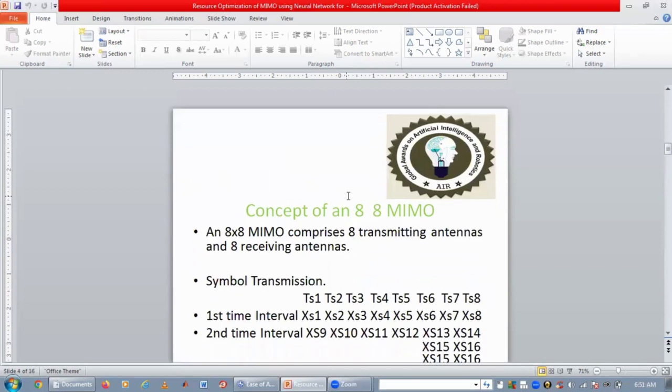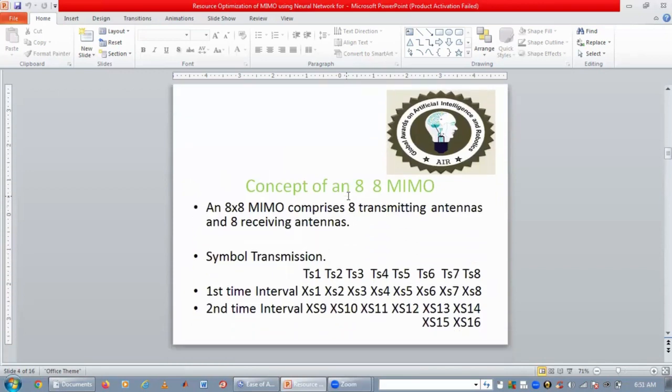Now, I come to the concept of an 8 cross 8 MIMO. An 8 cross 8 MIMO comprises 8 transmitting antennas and 8 receiving antennas. Here, there are 8 symbols. First, 8 time intervals: TS1, TS2, TS3, TS4, TS5, TS6, TS7, and TS8. In the first time interval, XS1 to XS8 symbols are transmitted. In the second time interval, XS9 to XS16 symbols are transmitted. This is the concept of an 8 cross 8 MIMO.